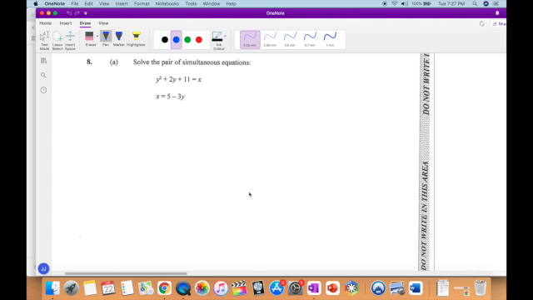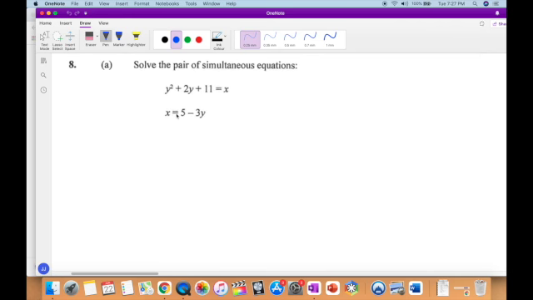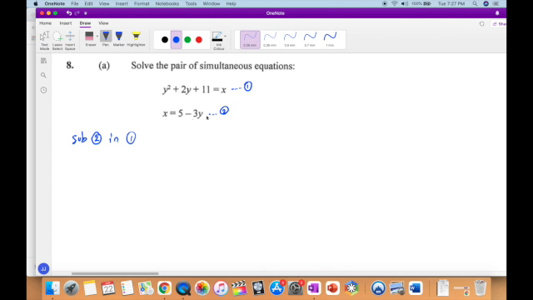Solve the pair of simultaneous equations. Well, you can see here that we are going to end up with a quadratic. Right? So you could expect to end up with a quadratic with that square over there. They already gave us, and I'll just put this as 2 and this is 1, and I'm going to sub 2 in 1 because they give us a pretty easy thing there. X is equal to that. So it implies, and notice the statements that I'm making, right? Y squared plus 2y plus 11 is equal to x, which is 5 minus 3y.